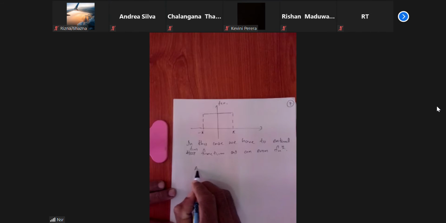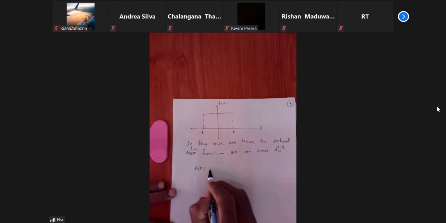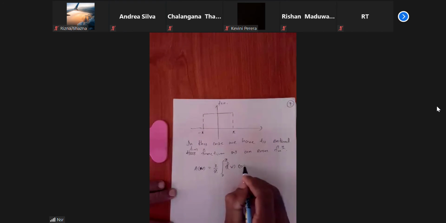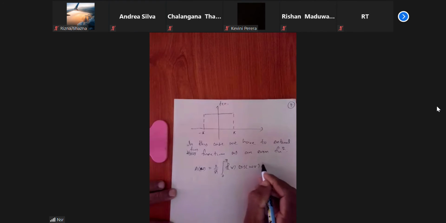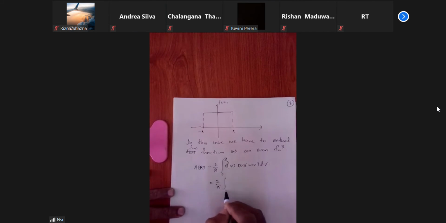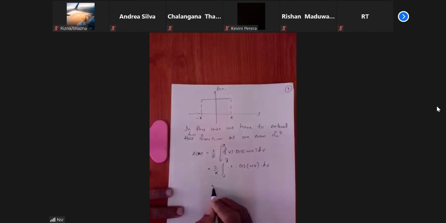For that, you know that A(omega) is defined as 2 divided by 5, integral 0 to 5, f(v) cos omega v dv. So now we substitute the given value for this function and simplify. Then 2 divided by 5, 0 to 5, that is 1 into cos omega v dv. Now let me know the answer for this.